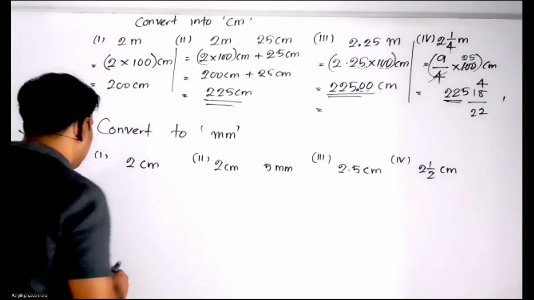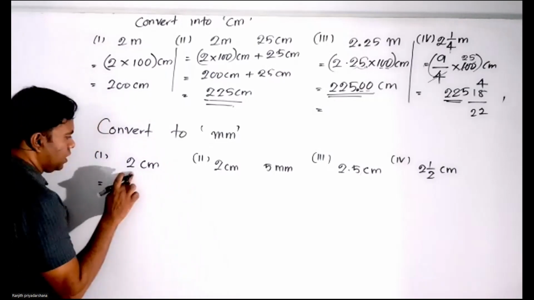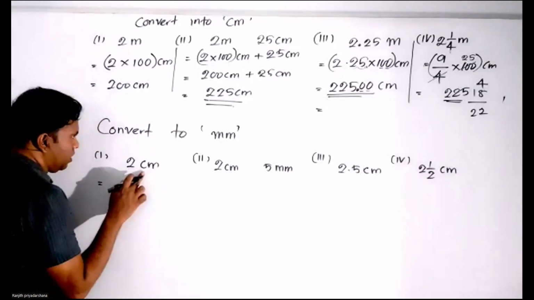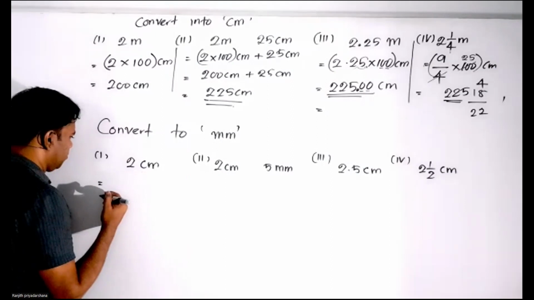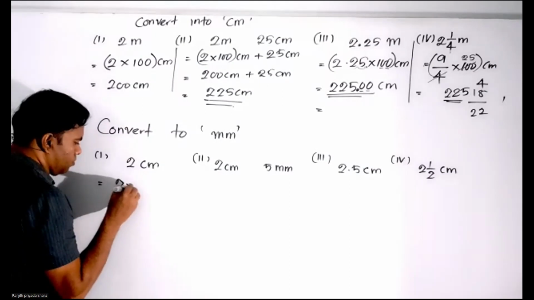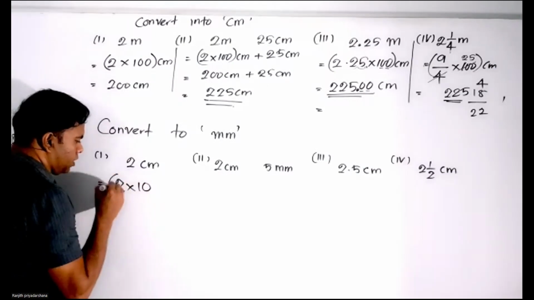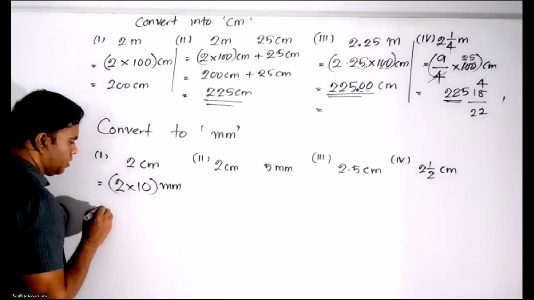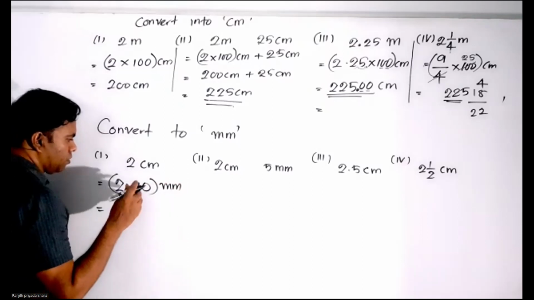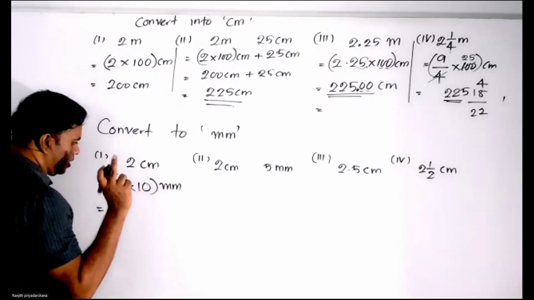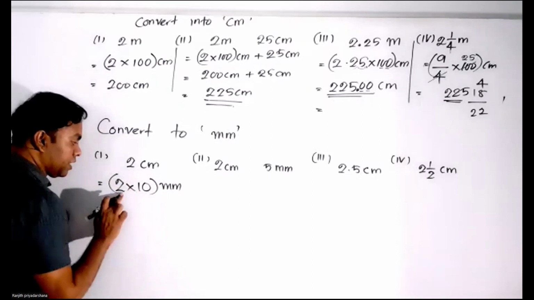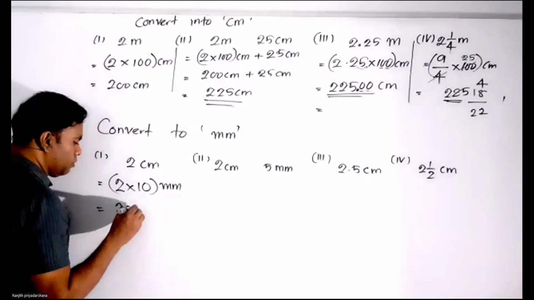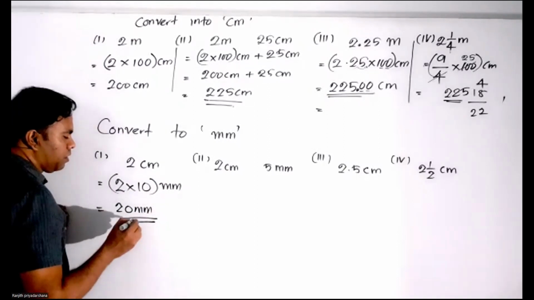Good. Time is enough. Yes, here. 1 centimeter equals how many millimeters? 10 millimeters. Good. Then it becomes millimeter. 2 times 10 millimeter. 10 millimeter is one centimeter, so there are two of them. That's 20 millimeter. Most of you have sent this answer.